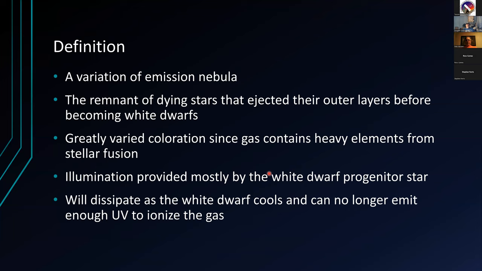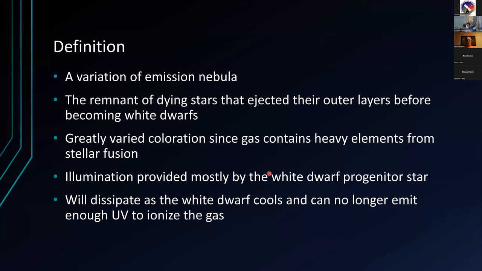So stars between a little bit between the size of the sun up to about 8 solar masses. And these stars have reached the end of their life and they've blown off their outer layers and turned into white dwarfs. And so these blown off outer layers of these stars are what forms into the planetary nebula.